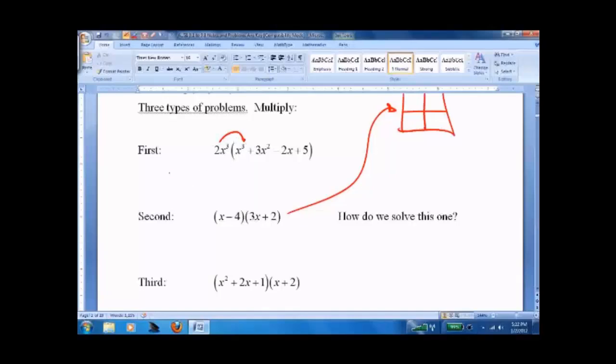Well, 2 times 1 is 2. X to the third times x to the third is x to the sixth. Remember, we add the exponents. 2 times 3 is 6. X to the third times x squared is x to the fifth. 2 times negative 2 is negative 4. X to the third times x to the first is x to the fourth. 2 times 5 is 10. X to the third comes along for the ride.